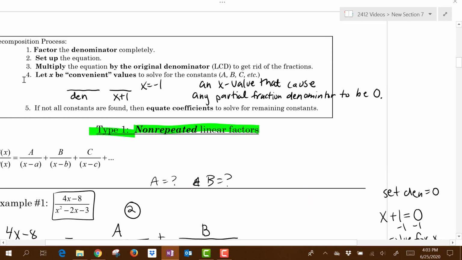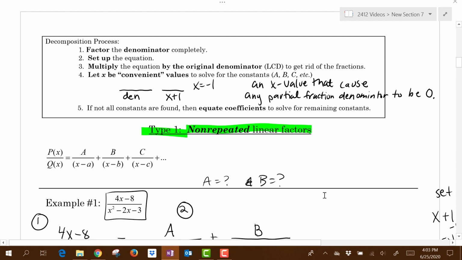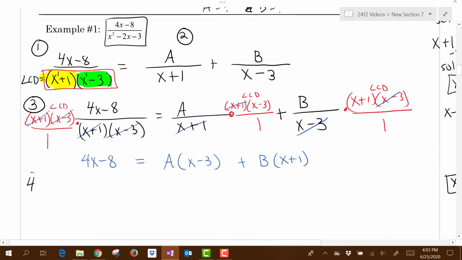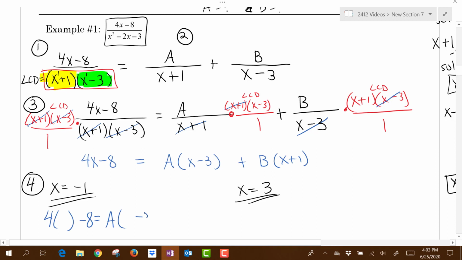So step 4 says, let x be convenient x values to solve for the constants. Once you've determined what those convenient x values are, then we want to actually use them. So how do we use them? This is step 4. Our convenient x values, we said, were x equals negative 1 and x equals positive 3. What we're going to do is plug those x values into the equation that we just made: 4 times x minus 8 equals A times x minus 3 plus B times x plus 1.